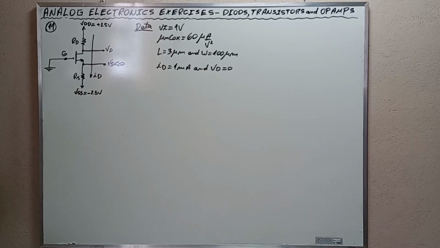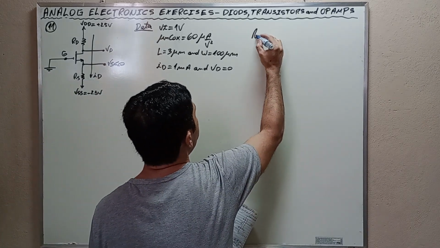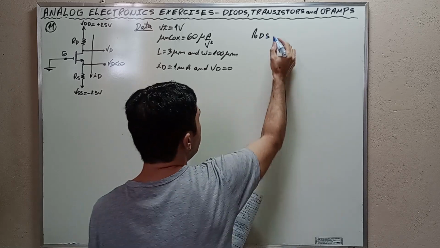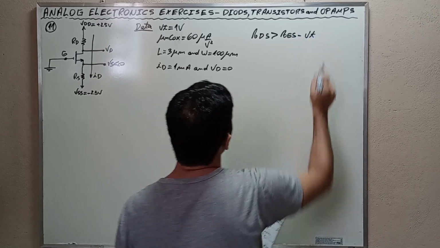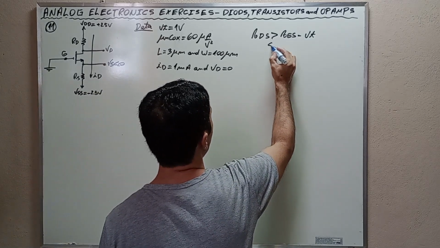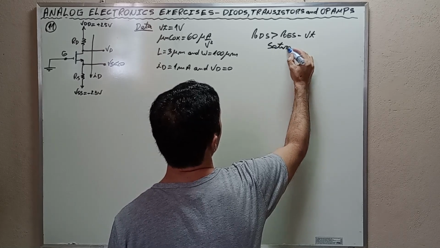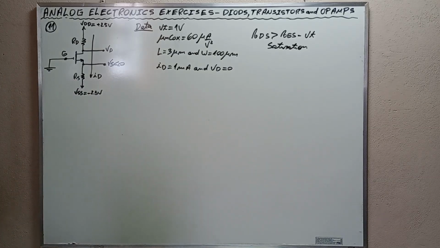We conclude that the device is operating in saturation. Okay? The device is operating in saturation because VDS is greater than VGS minus VT. And then we discovered that the condition for saturation is satisfied. Okay, then we are going to use the expressions for saturation.